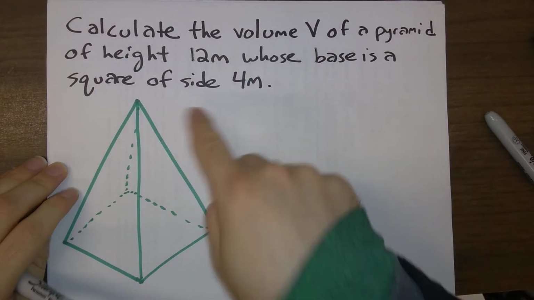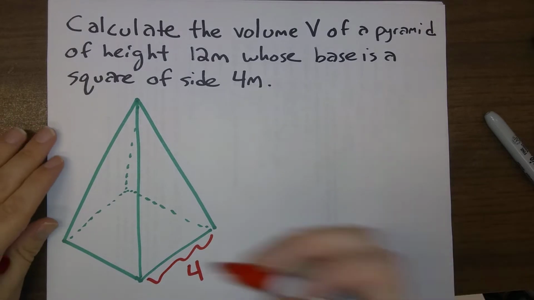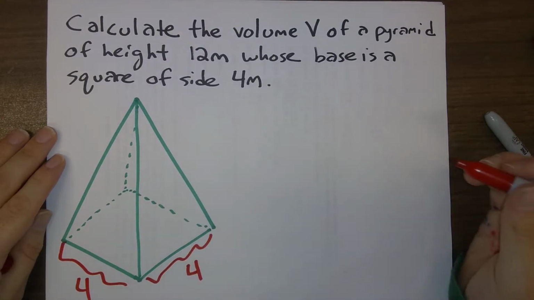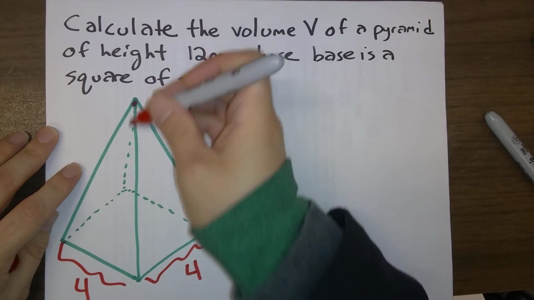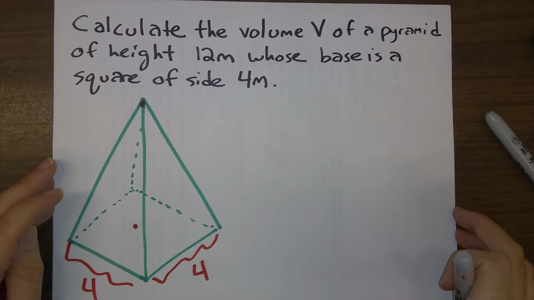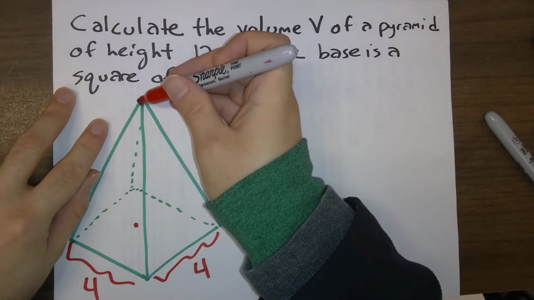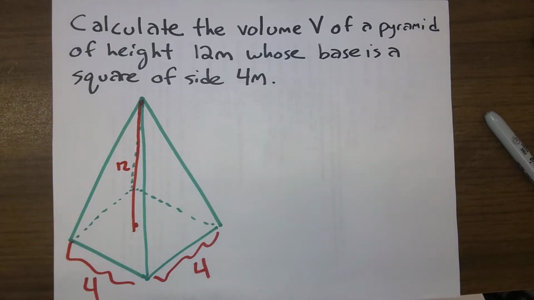The base is a square of side 4 m. So from there to there is 4, and also over there is 4. And the height, if I were to drop a perpendicular from the very midpoint of the base of the pyramid and connect the apex of the pyramid down there, that would be 12.